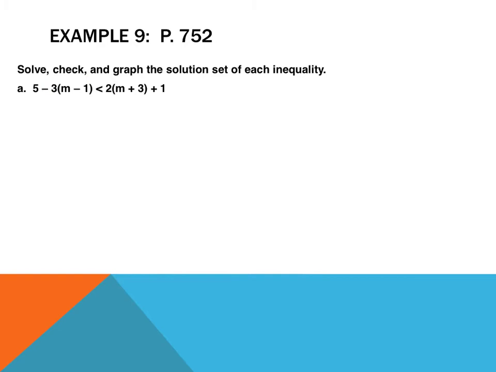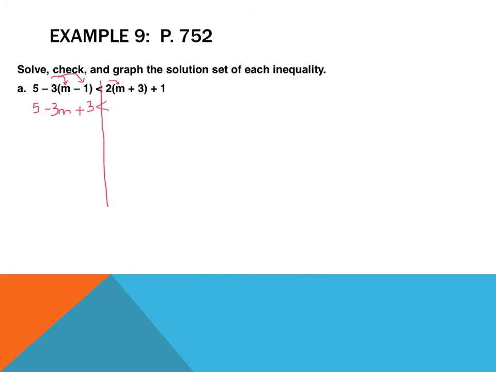For example 9, we're going to continue solving inequalities and practice graphing them. So again, the balance line is where our inequality symbol is. We need to clear the parentheses first. So remember, when you're distributing the 3, you're distributing it with its sign, so that's like a negative 3. So negative 3 times m is minus 3m. And negative 3 times negative 1 is positive 3.